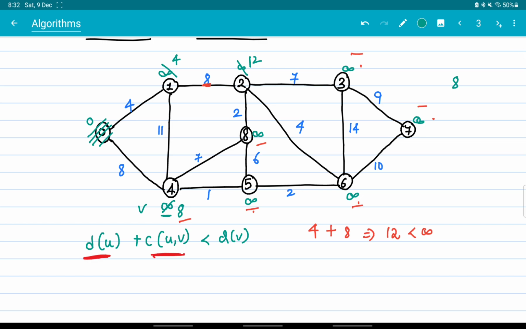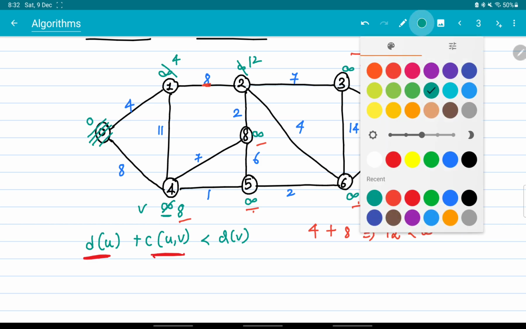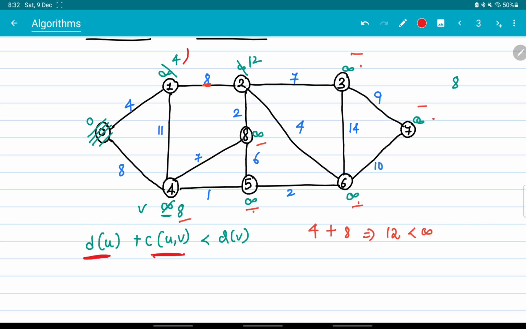Now I'll check the next direct node that is connected to node 1, that is 4. So now my distance of node 1 is 4, right? 4 plus what is the cost of going from this node to node 4? The cost is 11. You can see here the cost is 11. So I'll add 4 plus 11. What is 4 plus 11? It's 15.